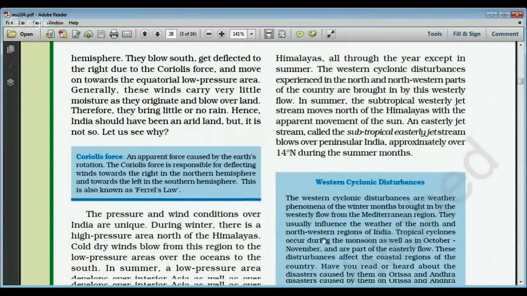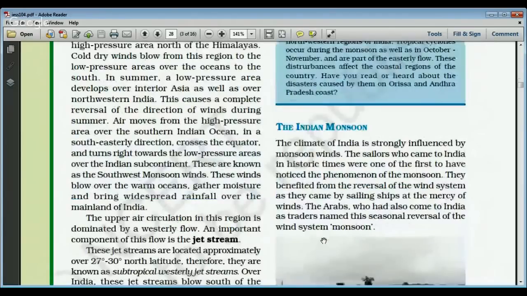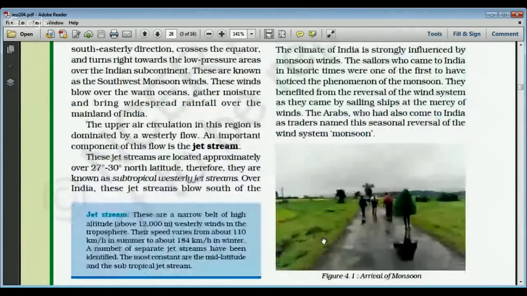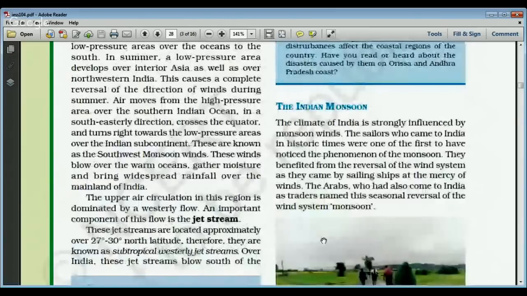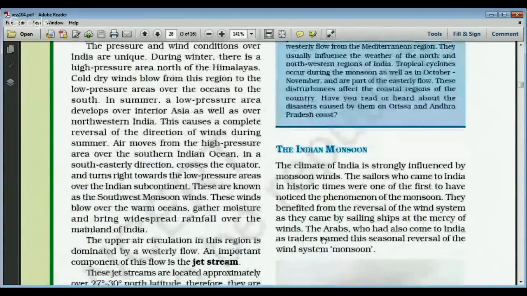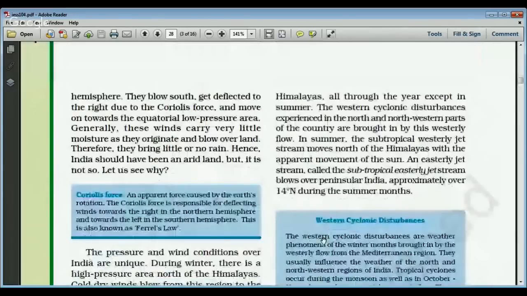Then the second most important is the upper air circulation, that is known as jet stream or subtropical westerly jet stream. They bring western cyclonic disturbance in the north and northwest part of India. And then the other most important wind is the subtropical easterly jet stream, which blows over peninsular India.